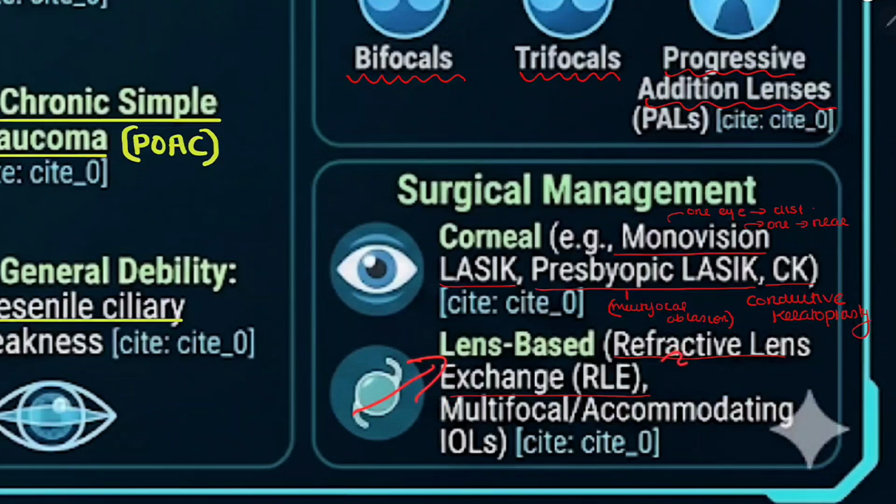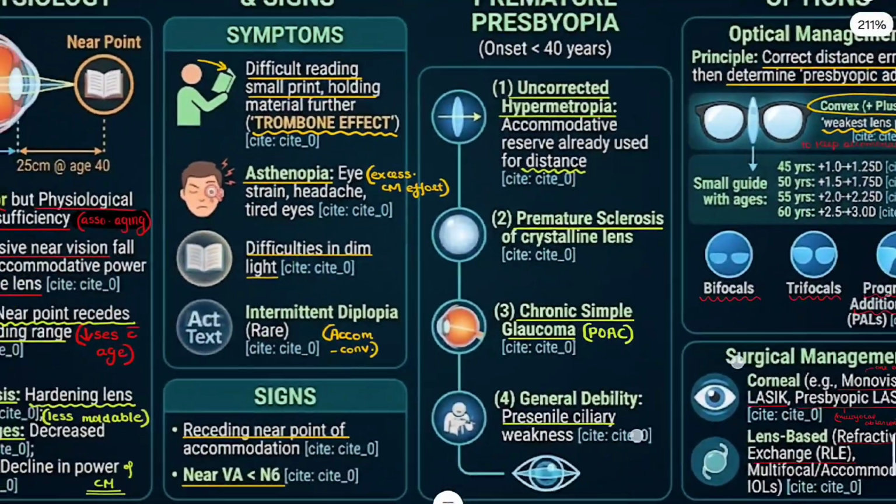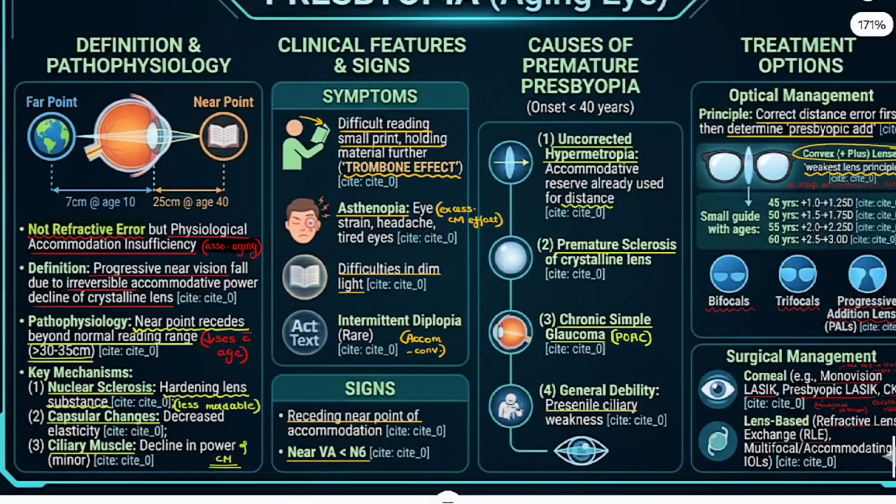Then lens-based surgeries include refractive lens exchange that we do in every refractive surgery. We can do refractive lens exchange, or multifocal IOLs or accommodating IOLs can be given. Okay, so this was all about presbyopia. It is aging eye and this is not a refractive error. It is actually what? Physiological accommodation insufficiency.